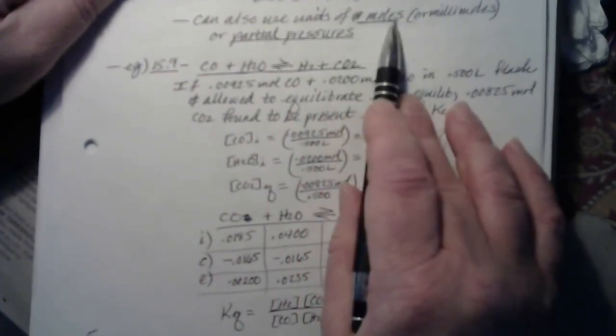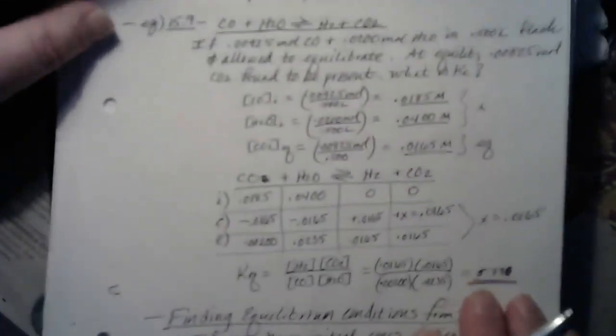Though, in the table, you can also use units of numbers of moles or millimoles if you want, but if you do that, that's kind of risky, because you would then be tempted to put those numbers into the expression for KEQ, and the KEQ expression requires molarity or partial pressure, not numbers of moles. So you've got to watch out for that.